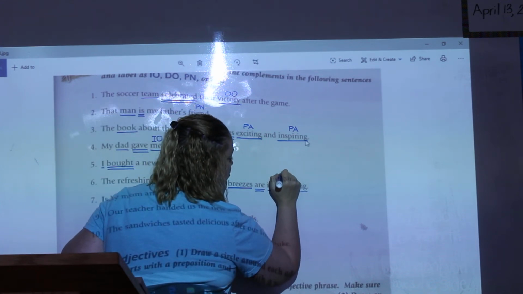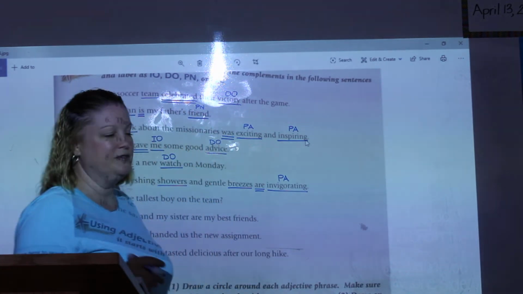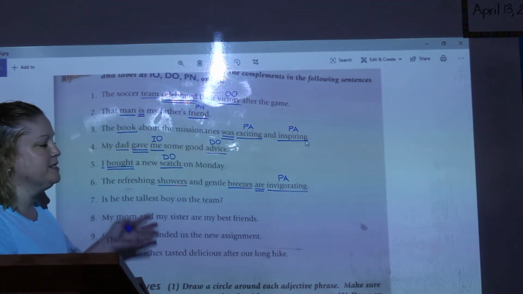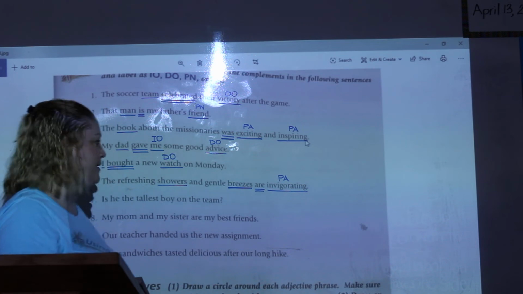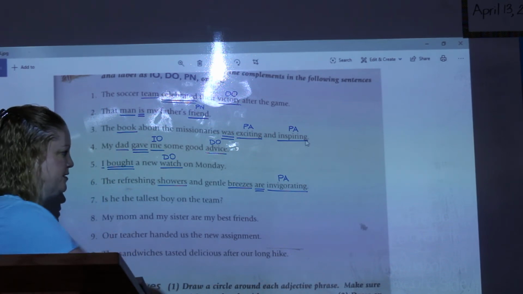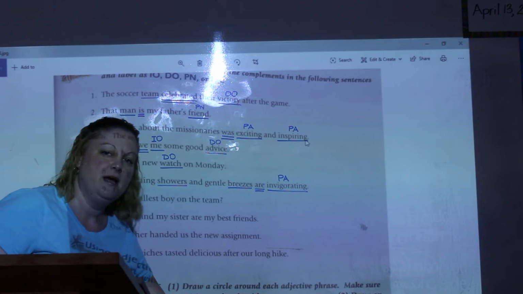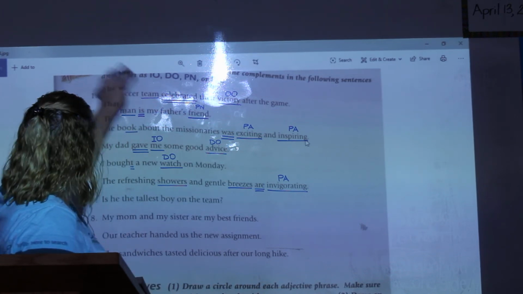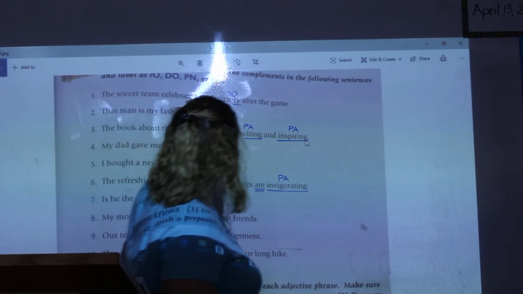It would help if I underlined it. There we go. It's not a noun, it's an adjective. It's describing the showers and the breezes. They are invigorating. Okay. Do 7 through 10. I'll scroll them up so they're easier to see on the board. Go ahead and pause. Do those, and then let's check your work.